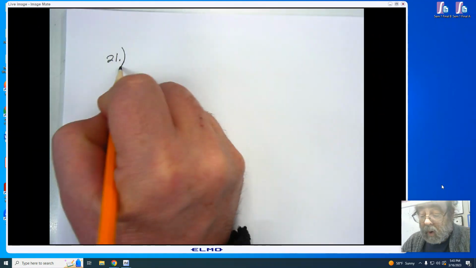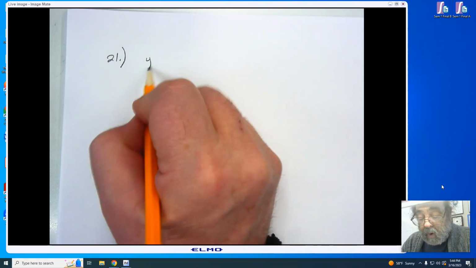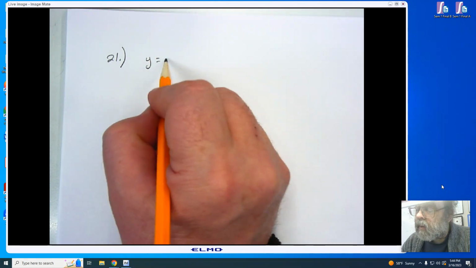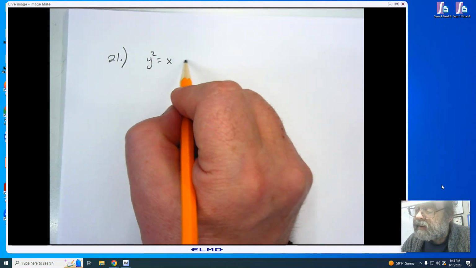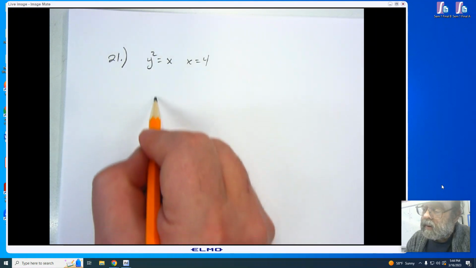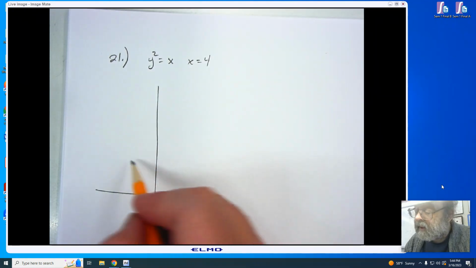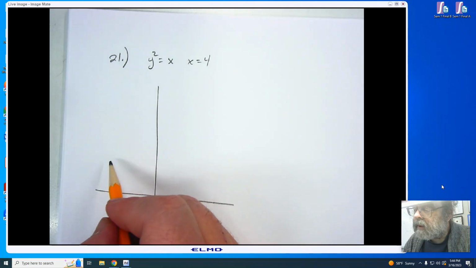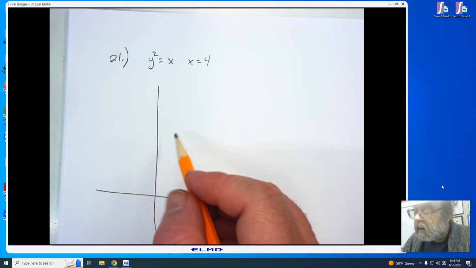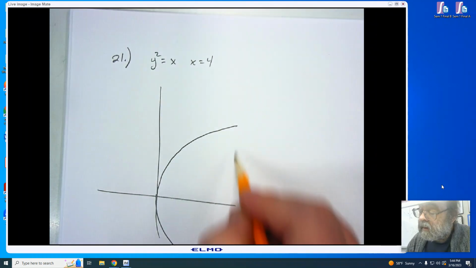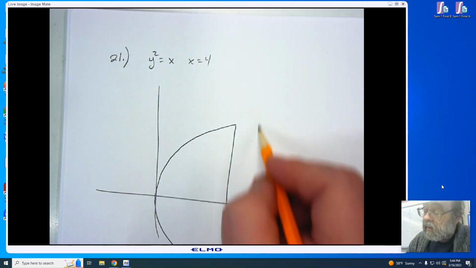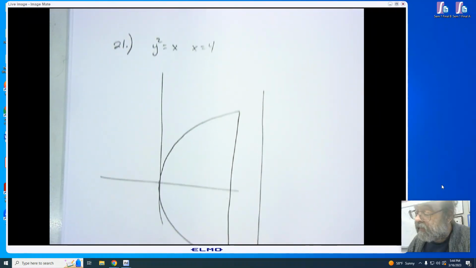We're now going to move to number 21. Number 21 gives us x equals y squared. We also have x equal to 4. I'm just going to go ahead and graph this. So our graph goes up like this, cuts across here. We're rotating around x equals 5.